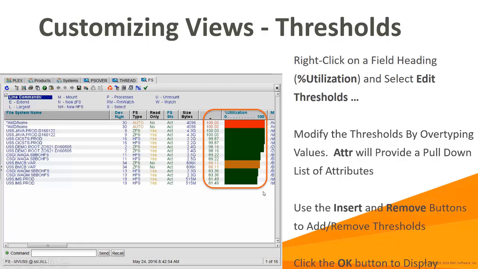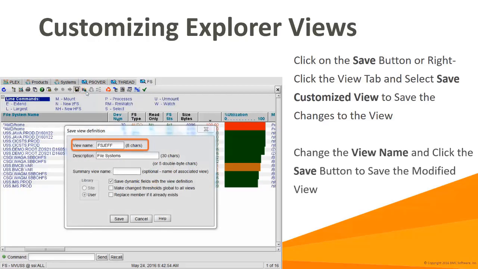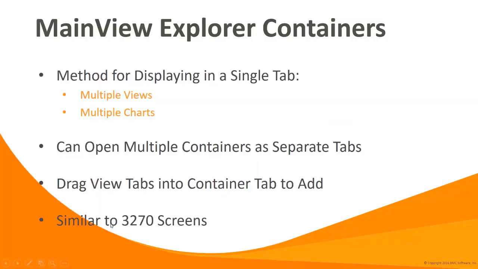Now once I've customized my view, I say, yeah, I like it, I want to keep it. I can click on the same view button, the little disk icon, and then I'll be prompted to give it a name. I'll call this one FSJF for file system Jeff, and then I can save it and we're good to go.